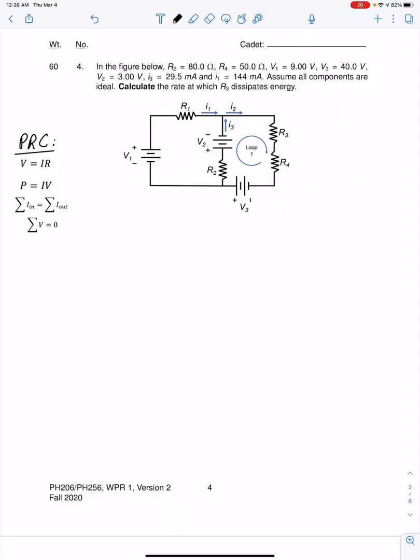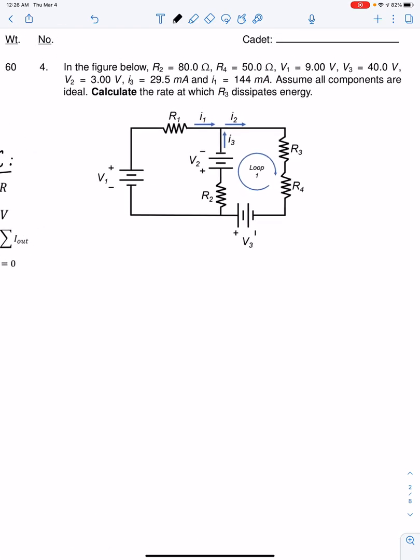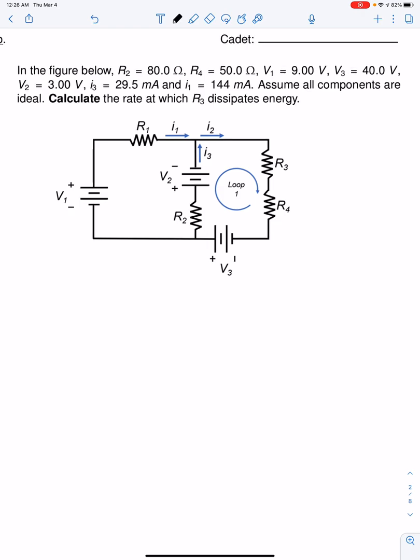Team, this is a review on DC circuits and Kirchhoff's rules. First off, let's start by reviewing the problem. It says calculate the rate at which R3 dissipates energy.